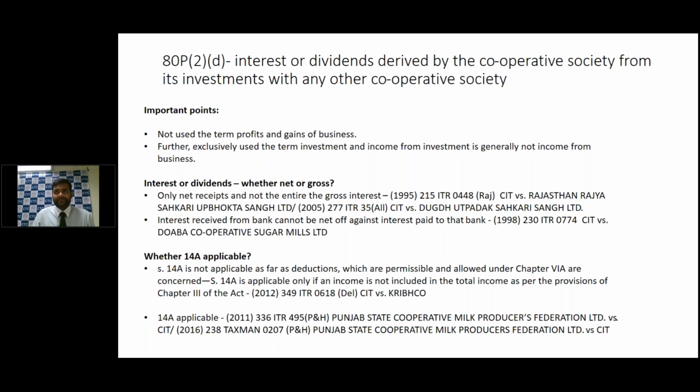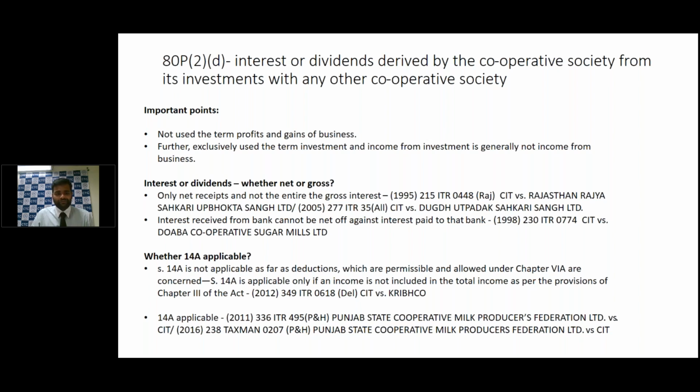Whether 14A is applicable is, of late, a surprising controversy because 14A restricts itself to deduction of expenses in respect of income which does not form part of total income, which are dealt with in section 10.